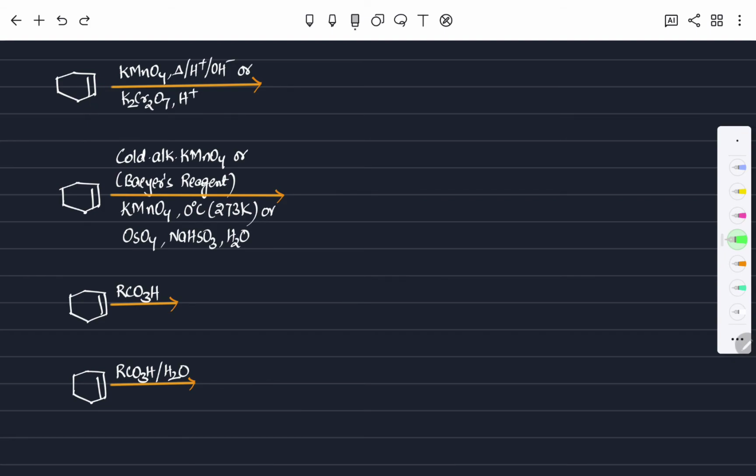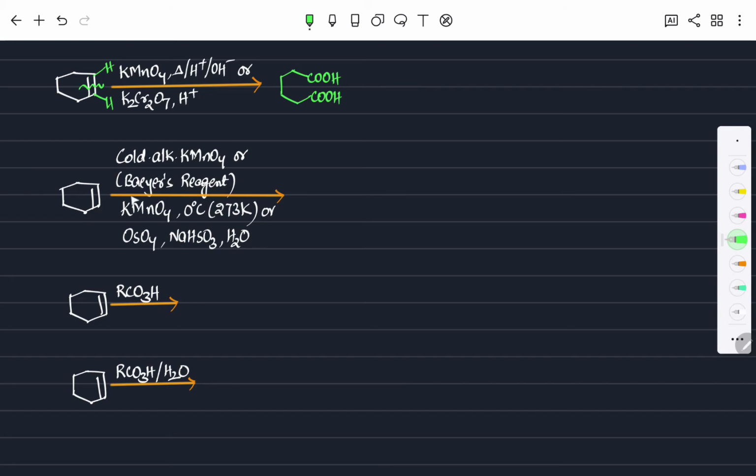Cyclohexene, when treated with KMnO4 heat, KMnO4 H plus, KMnO4 OH minus, or potassium dichromate in the presence of acidic medium, C-C bond breaking takes place, and because of the C-H bond, it will be converted to acid. Therefore, both carbons will be converted to acid.